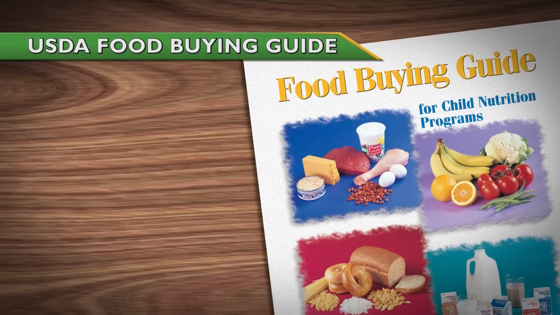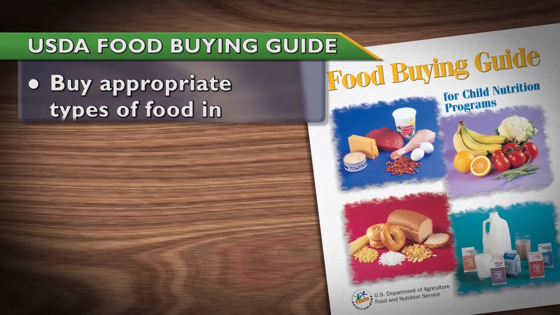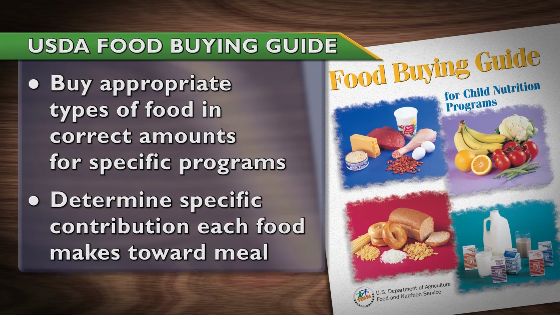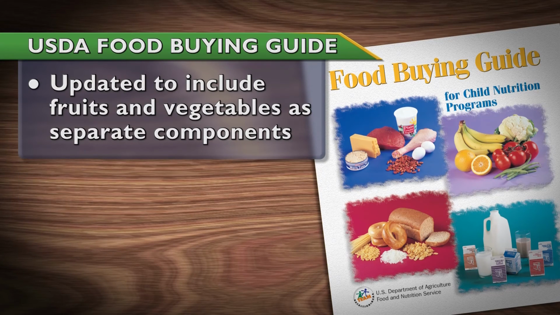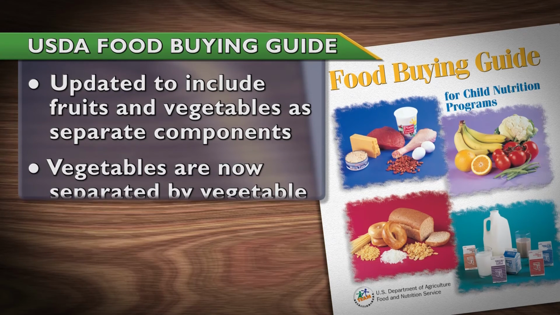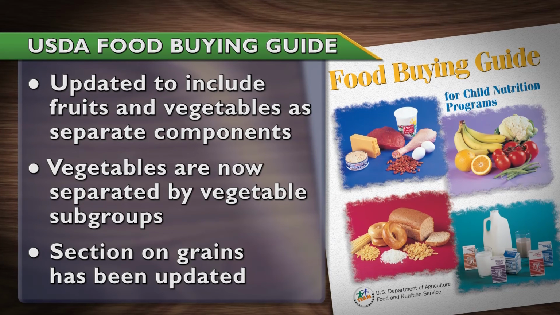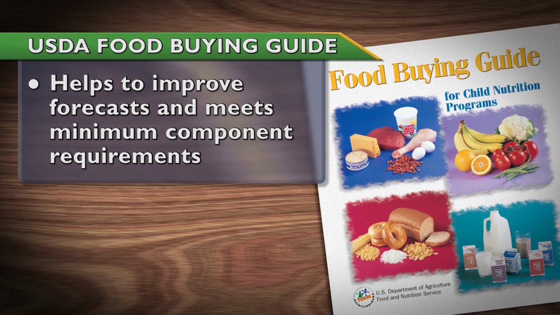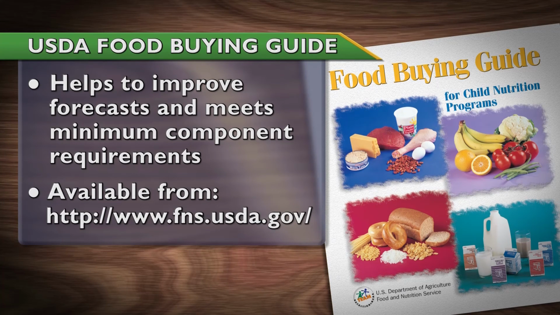The Food Buying Guide for Child Nutrition Programs provides current information in one manual to help purchasing agents buy appropriate types of food in the correct amounts for specific programs and determine the specific contribution each food makes toward meal pattern requirements. The Food Buying Guide for Child Nutrition Programs has been updated to include fruits and vegetables as separate components. The vegetables are now separated by vegetable subgroups. The section on grains has also been updated. The Food Buying Guide for Child Nutrition Programs can help improve forecasts and meet the minimum component requirements. The USDA Food Buying Guide for Child Nutrition Programs is available at the website shown.